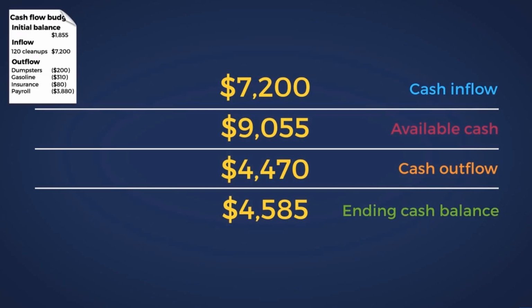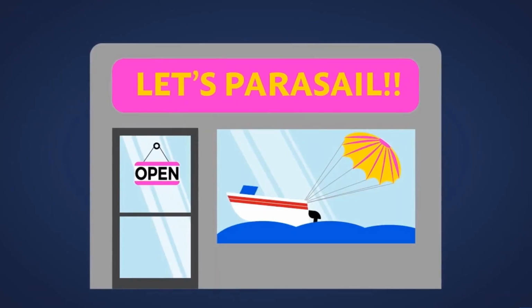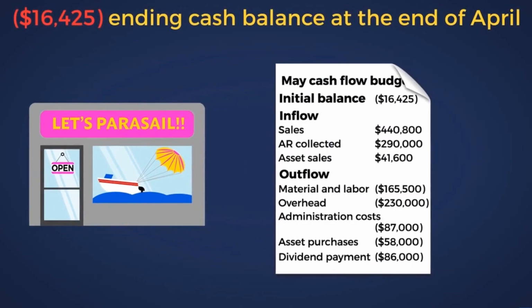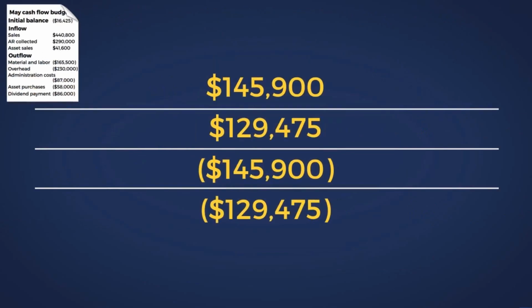A parasailing company has an ending cash balance of negative $16,425 at the end of April. For May, the company forecasts the following cash inflows and outflows. Of the following, what will be the company's beginning cash flow in June?